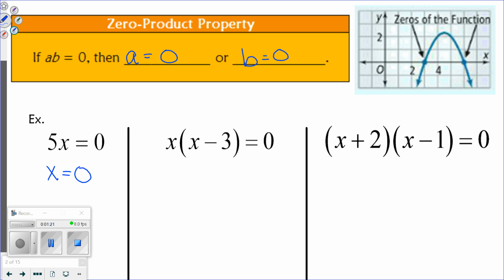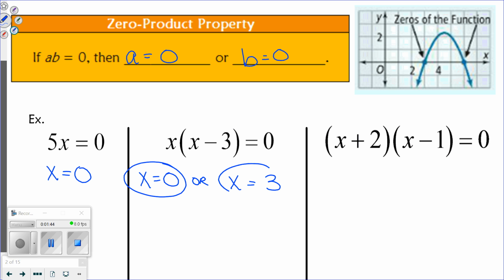All right, how about here? This is saying x times the whole piece x minus 3 equals 0. So that means either x equals 0 or x equals 3. Very nice.